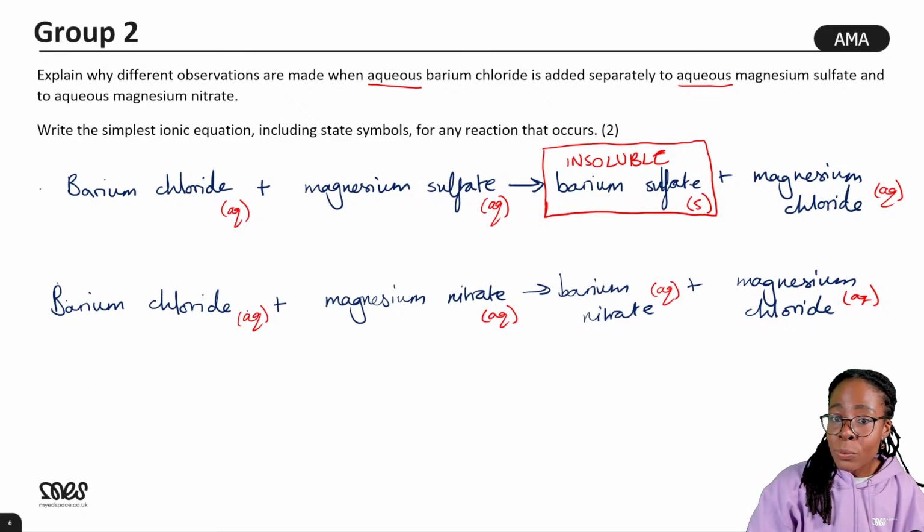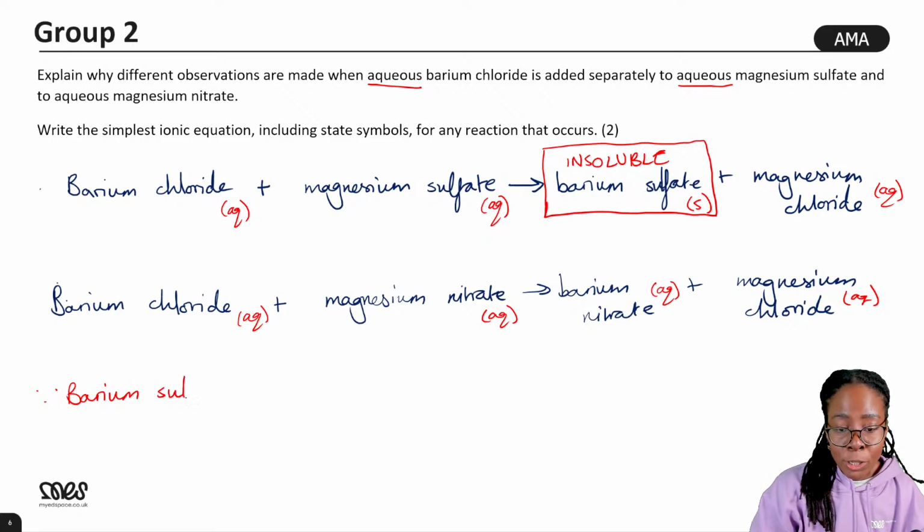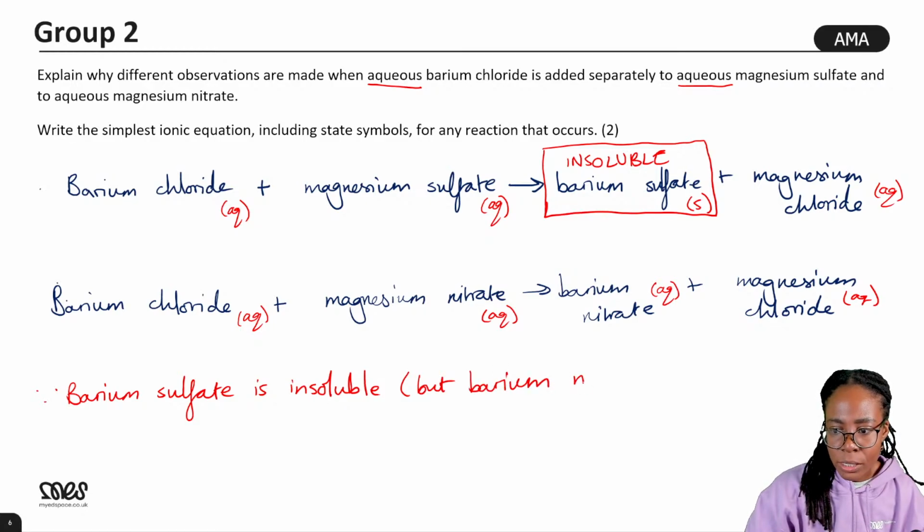So why would we have different observations? We would have different observations because barium sulfate is insoluble, but barium nitrate is soluble. All nitrate salts are soluble. All nitrates are soluble.